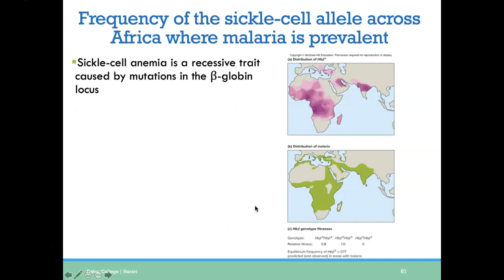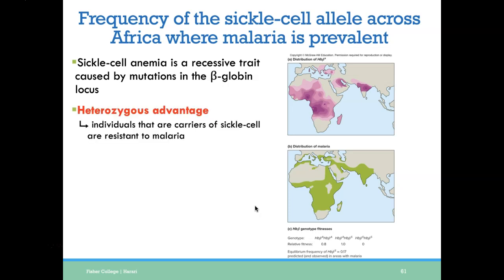So we could take another example, such as sickle cell anemia. Sickle cell anemia is a recessive trait that's caused by mutations in the beta globin locus. We know it is a result of a single amino acid change from glutamic acid to valine at the sixth position of the beta globin protein. And it's an interesting case because it actually pays to be a carrier of sickle cell in certain parts of the world. This is called the heterozygous advantage.